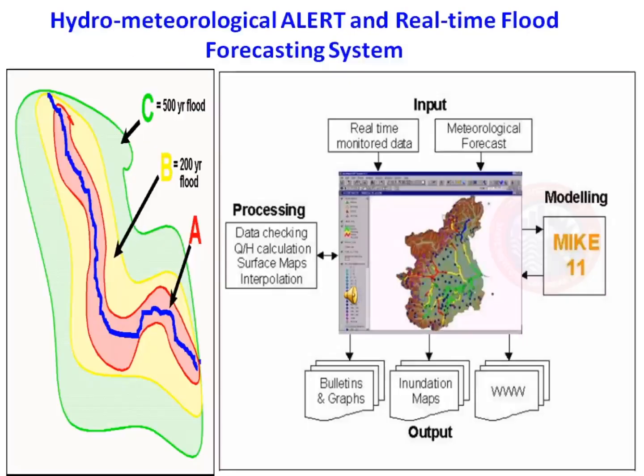Further, GIS flood zone maps are very helpful in hydrometeorological alerts and real-time flood forecasting systems. This in turn controls the loss of human lives and, to some extent, property damages.